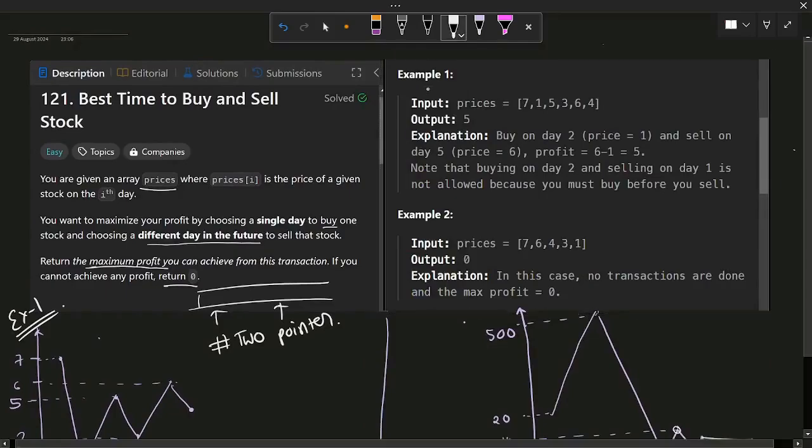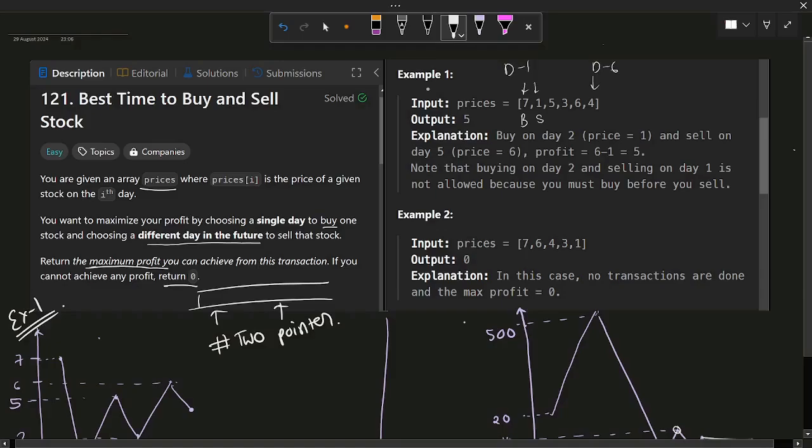We are given the prices. This is for day 1, day 2, day 3, day 4, day 5, and day 6, right? Now, let's say we decide to buy the stock on the first day. We buy the stock at rupees 7. Now, if we sell the stock at 1, we'll have a negative profit.